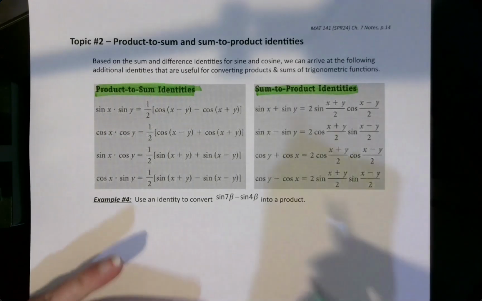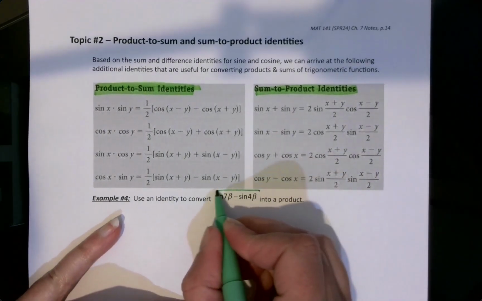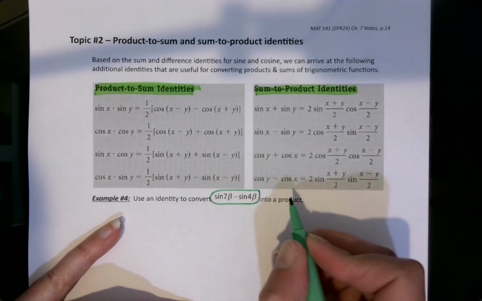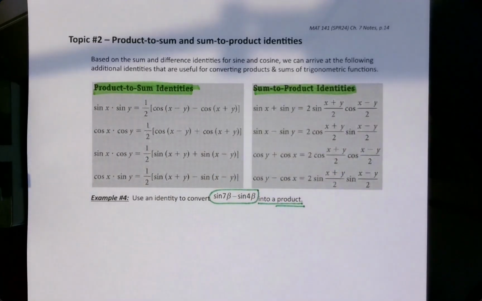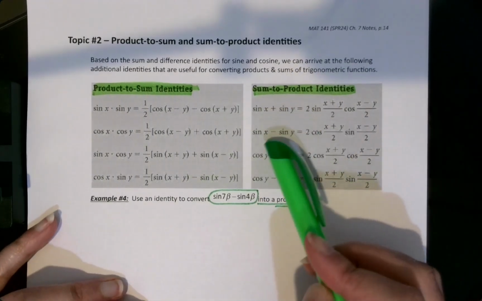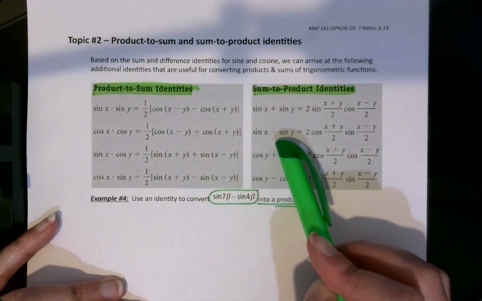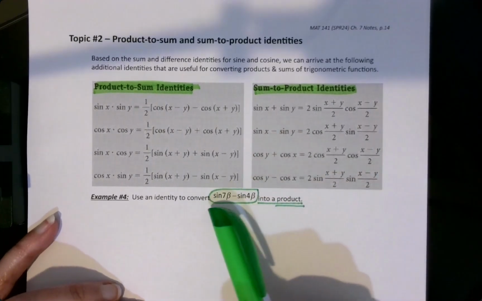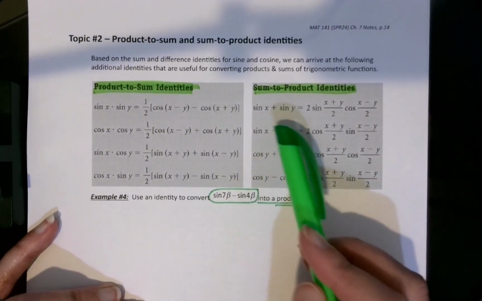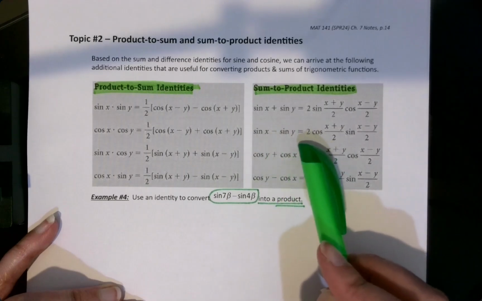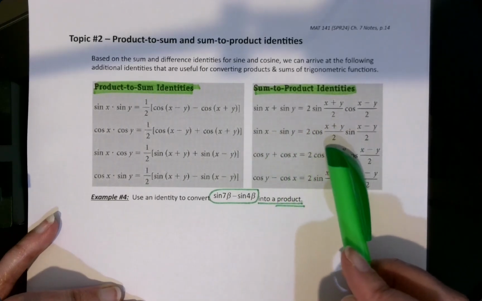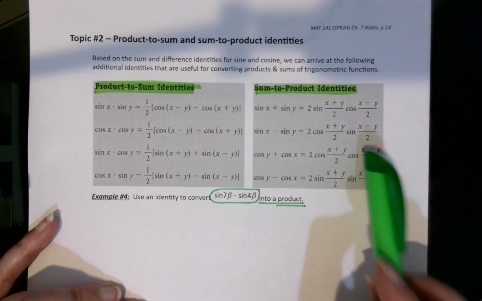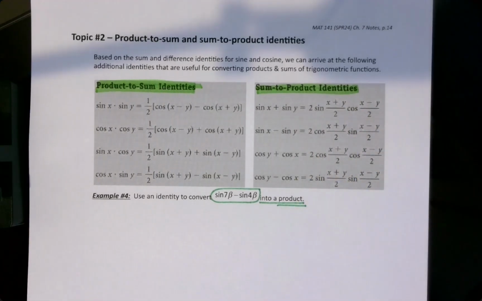Our goal is to convert the sine of 7 beta minus the sine of 4 beta into a product. So this is currently a difference. So we're going to start with the sine x minus sine y. That's the format that we have right here. It's not a sum, it's a difference of sines. And we're going to turn it into 2 times the cosine of x plus y over 2 times the sine of x minus y over 2.